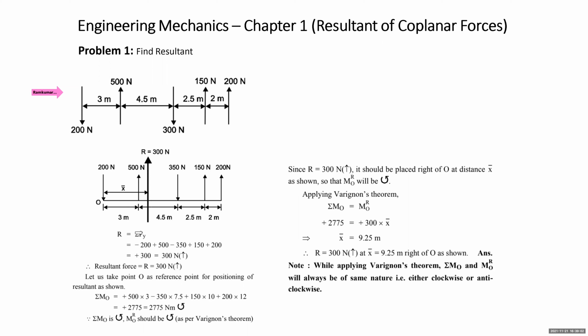What is the sign convention? Upward positive, downward negative. See that, this 200 is down, negative. 500 is up, positive. 350 down, negative. 150 up, positive. 200 up, positive. If you sum them up, you get plus 300. Plus 300 means 300 Newton is the resultant, which will be upward, since it is positive. So with R equal to sigma Fy, you got the magnitude and direction of the resultant. Resultant force R is equal to 300 Newton upward.